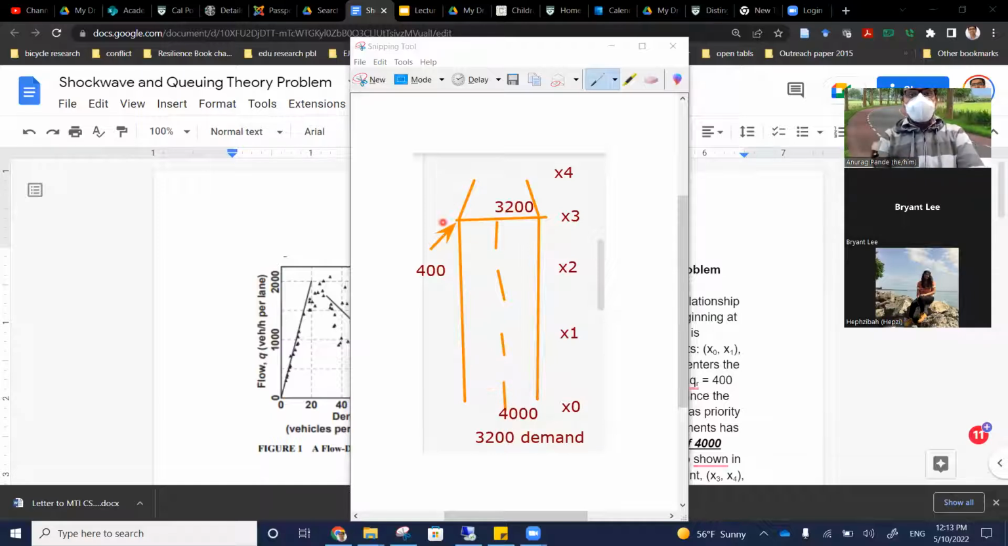Then we had a ramp at X3 that was always feeding in 400 vehicles per hour. And we said the demand is low enough that we are going to give that the priority. Based on that, you have the 3,200 vehicles per hour capacity beyond this point, so only 3,200 can pass through. When this 3,200 demand from X naught meets up with this 400 demand from the ramp at X3, the total demand becomes 3,600. And because only 3,200 vehicles per hour can pass through, there is going to be a queue there.